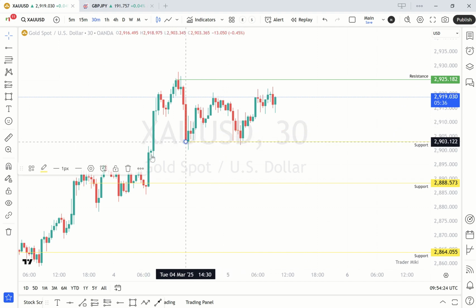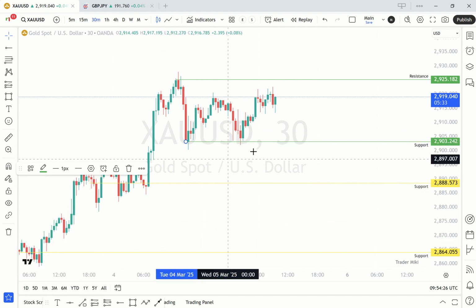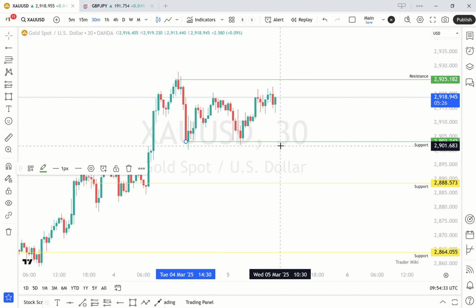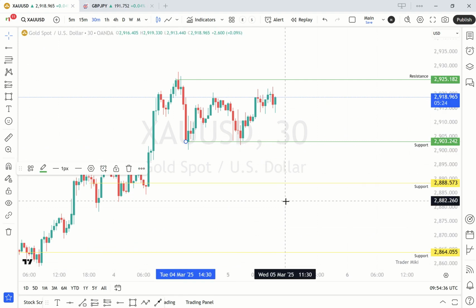And here we have that support, and same. If we get a closure below this support, it's below the 4-hour level as well, and then we can push down to the next one.